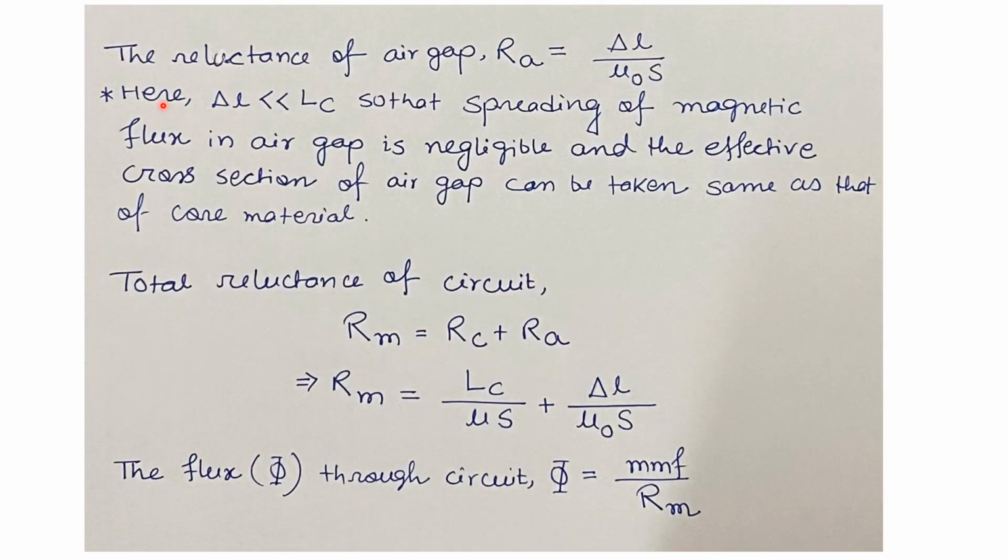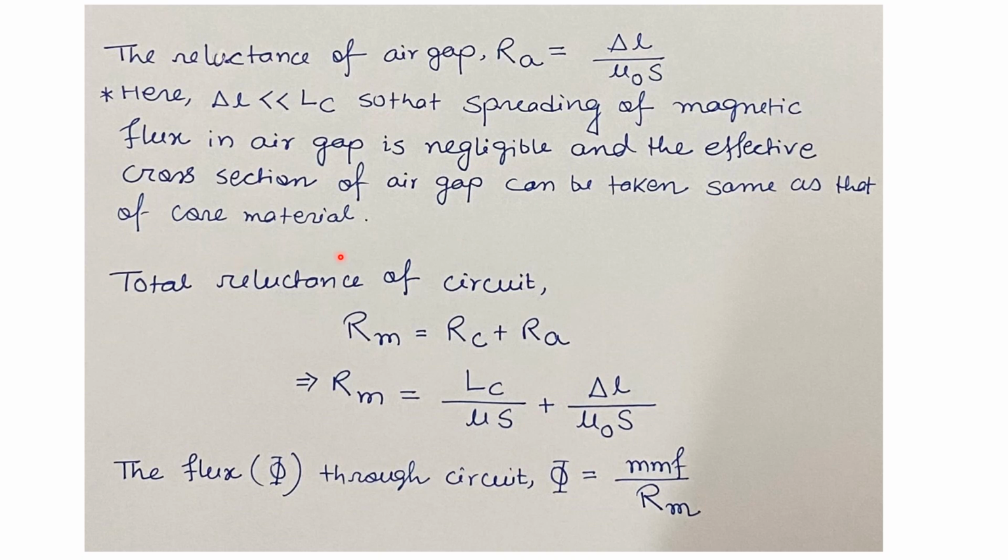So the reluctance of this air gap in that magnetic circuit is Ra equals ΔL by μ0 S, where μ0 is the magnetic permeability of air. Here ΔL is very much less than the core length Lc, so the spreading of magnetic flux in the air gap is negligible and the effective cross section of the air gap can be taken the same as that of the core material.